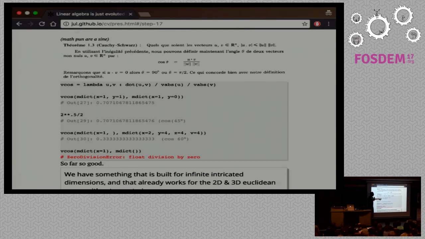Once again, we're taking a random example, two dimensions. It's doing what it's supposed to do. We are checking. And then we're trying with a 3D, 4D vector. It's doing the same thing. And when we're dividing by a null vector, it's doing exactly what it's supposed to do, which is an exception of a division by zero. Yes, it's working. Aren't we proud?